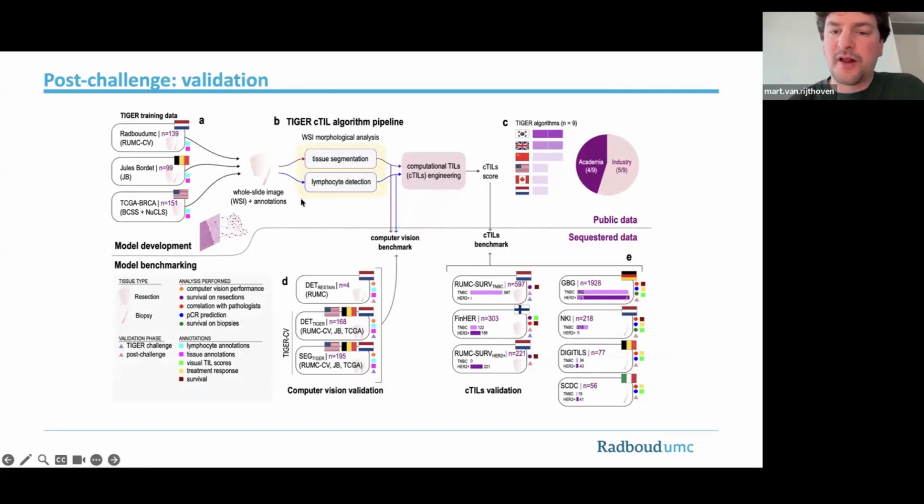There was for the model development, and now for the model benchmarking, we extended all the data for the post-challenge as well. And here you can see a bit of an overview of what kind of analysis we did. So we did computer vision performance, survival on sections, correlation with pathologists, PCR prediction, and survival on biopsies. And then here we have the annotations available for each data set.